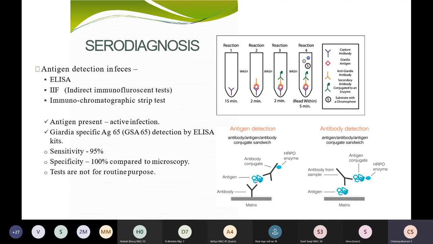So either you can detect the antigen or you can detect the antibody by using the ELISA technique, or you can go with the indirect immunofluorescent technique. But most probably we'll just go with the first one, and instead of going with the ELISA, the common serological test that will be used is called the rapid test or the kit method. So the immunochromatographic strip test, we'll see that in detail now.